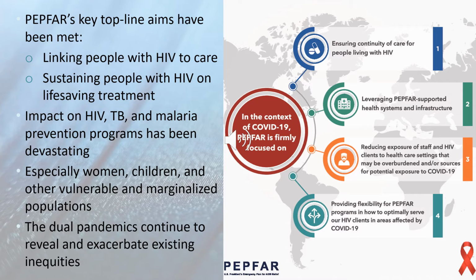The pain has been particularly acute for women and children, as well as other vulnerable and marginalized populations, as these dual pandemics continue to reveal and exacerbate existing inequities in societies around the globe. COVID-19 has also shown the fragility of healthcare systems in some upper and middle income countries, which due to their relative wealth have lost their GAVI eligibility, and that could impact their ability to access COVID-19 vaccines once they are available.